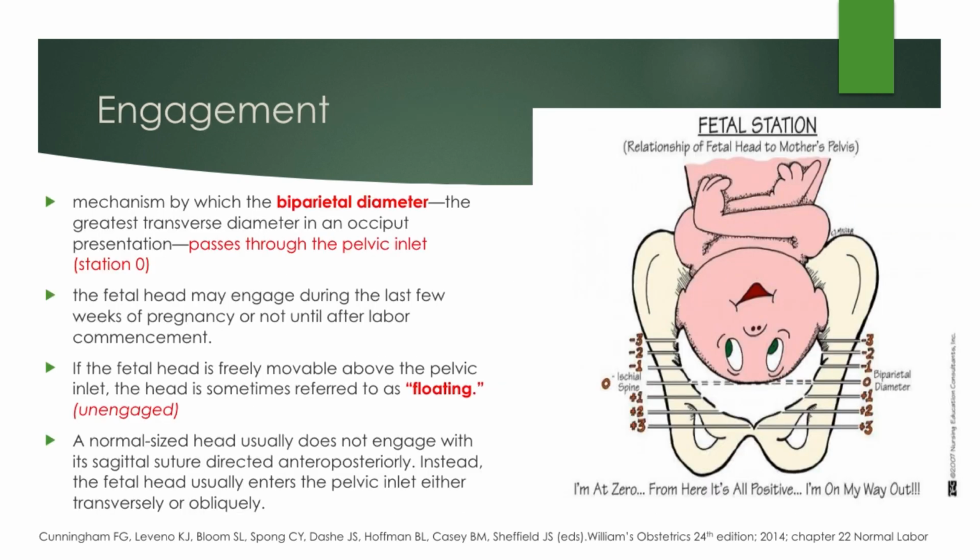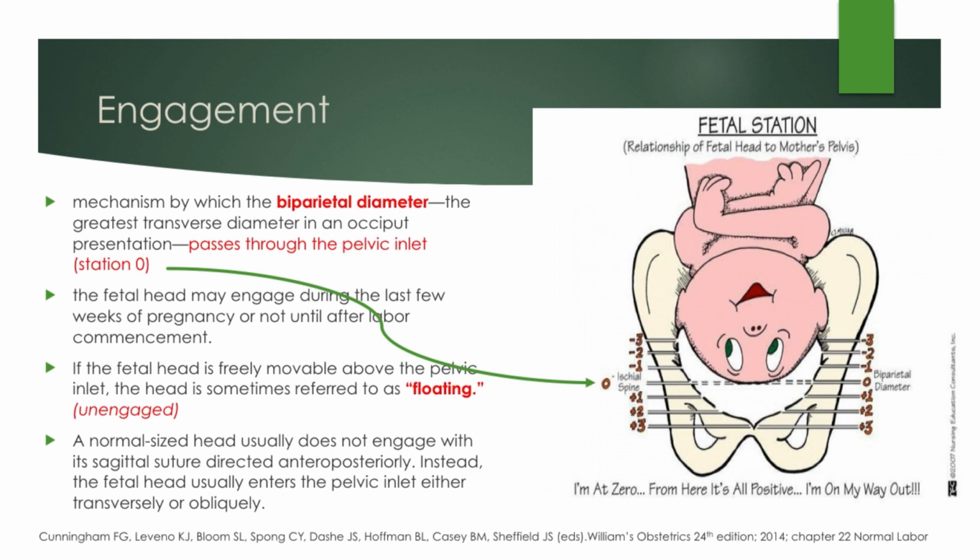First is engagement. And actually, I've already discussed this a little bit in my previous slides. As I've said, this is the mechanism by which the biparietal diameter of the fetal presenting part passes through the pelvic inlet. And as I've already mentioned, the level of the ischial spines corresponds to station 0. So when the fetal presenting part reaches the level of the ischial spines, automatically that's station 0.